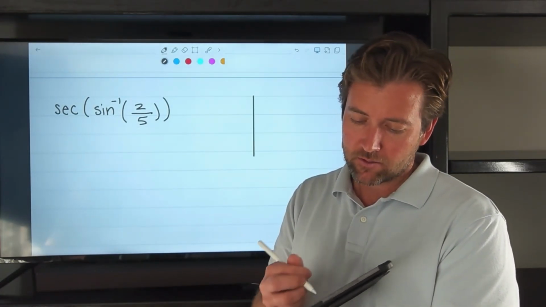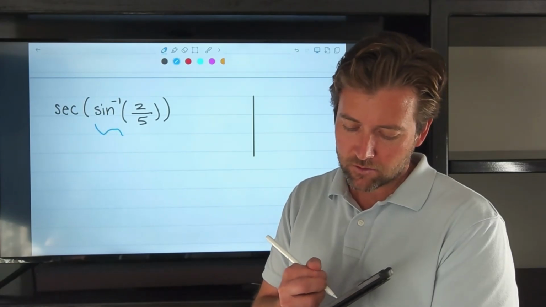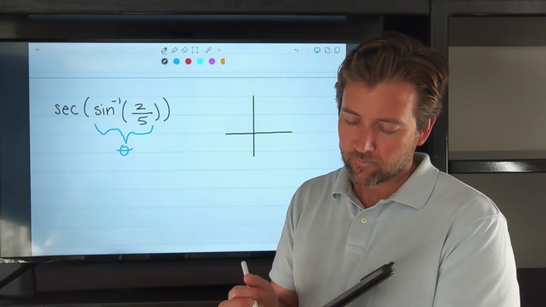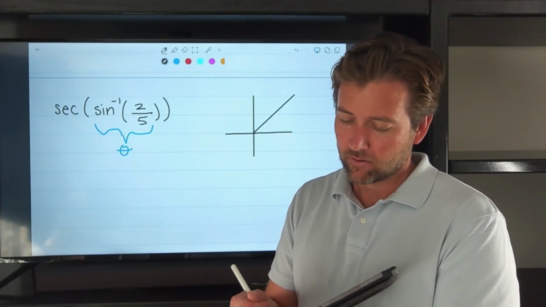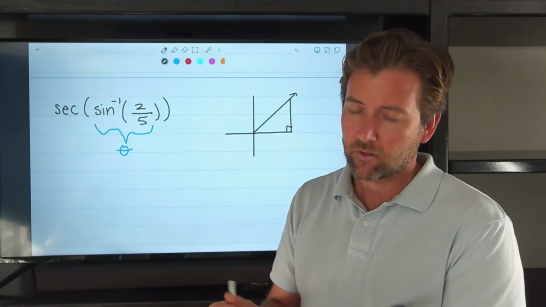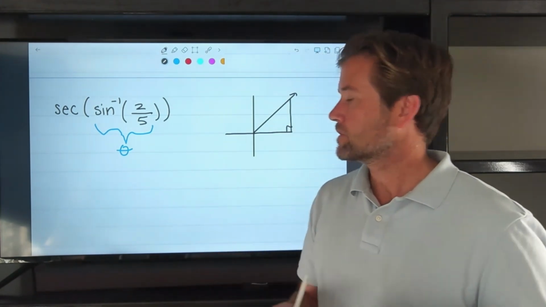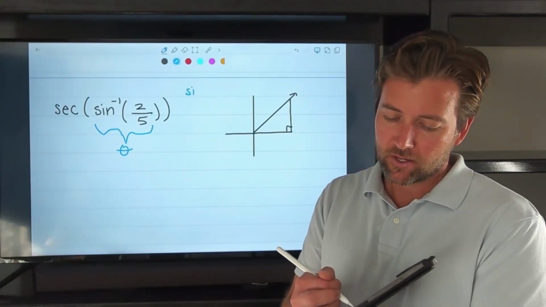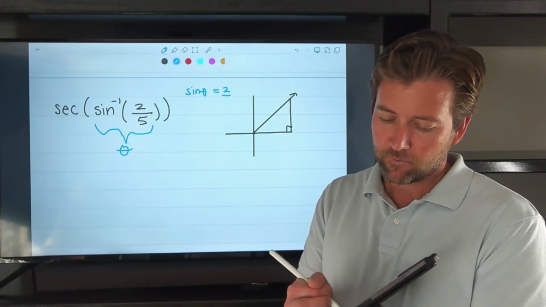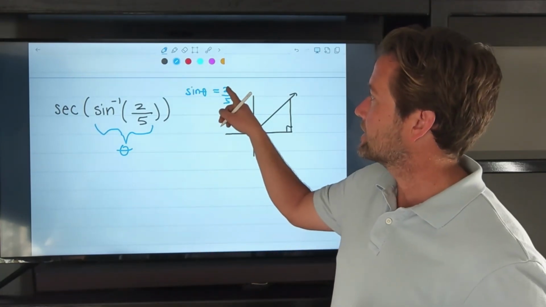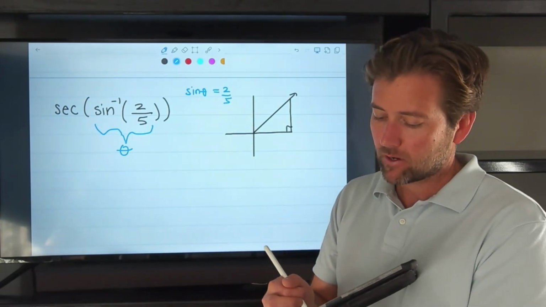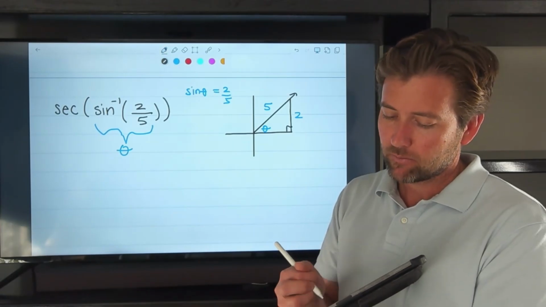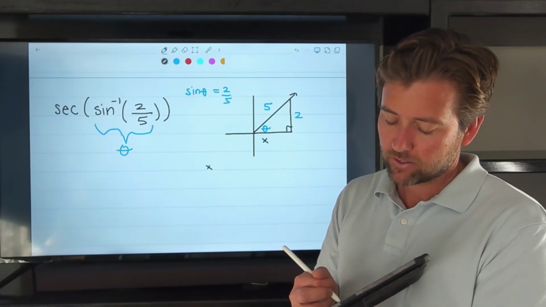So I'm going to let this arc sine of 2/5 output an angle, let's call it theta. The arc sine of 2/5. So this implies the sine of theta equals 2/5. So this is the opposite side of the right triangle divided by the hypotenuse. We're going to find the missing side, I'll call it x, by using the Pythagorean theorem.